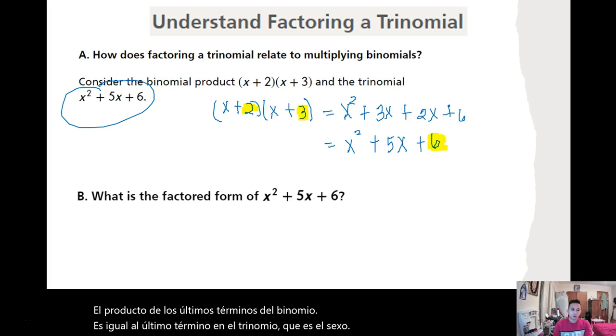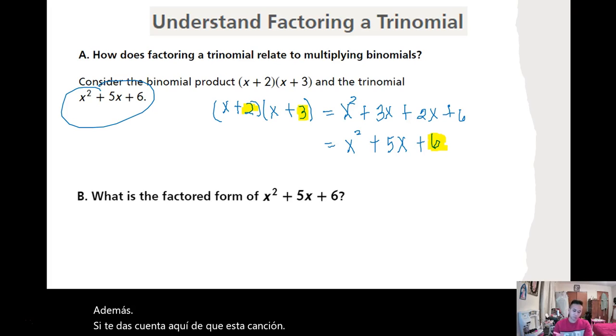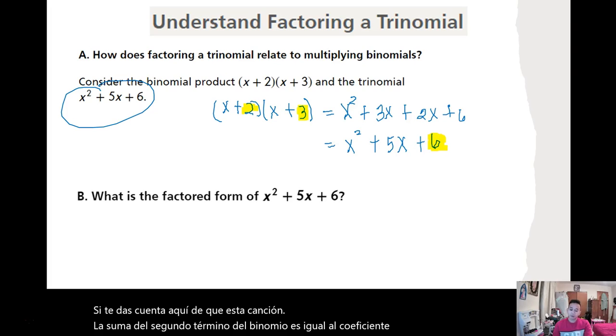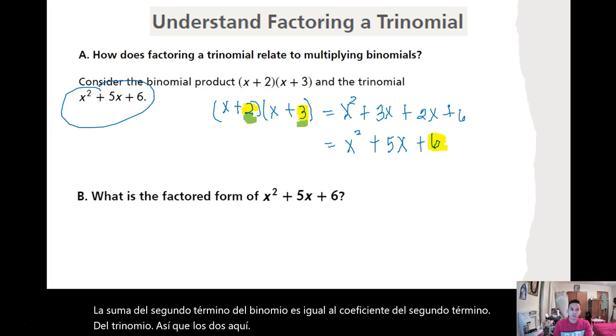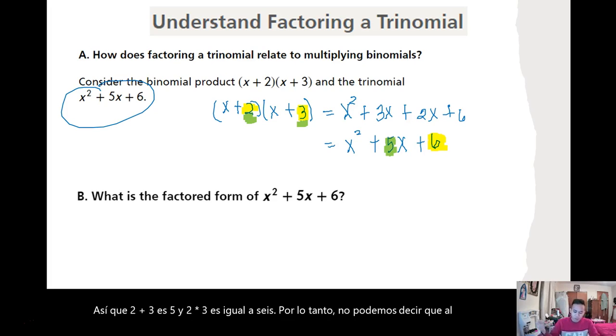Also, if you will notice, the sum of the second terms of the binomials is equal to the coefficient of the second term of the trinomial. So the 2 plus 3 is 5, and 2 times 3 is equal to 6. Therefore, we can now say that when factoring a trinomial, you work backward to try to find the related binomial factors whose product equals the trinomial.